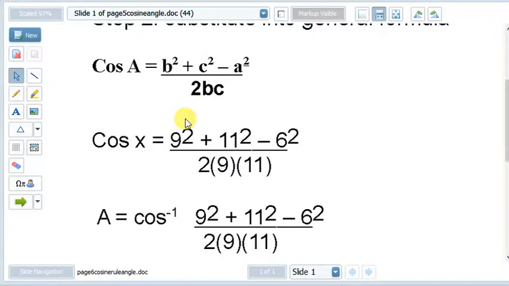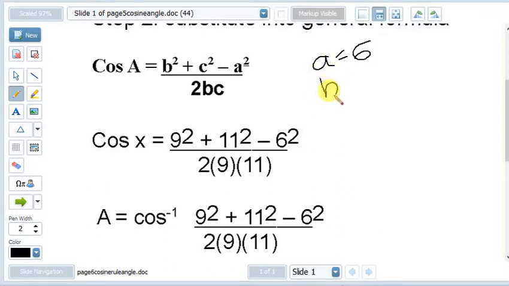So therefore, now it doesn't matter again how you label b and c, it's the a that matters, so b and c can be inverted. So therefore, if we just have a look at this, just to make it a bit clearer, a equals 6 from the diagram, b equals, and I've substituted it in as b equals 9, and I've said c equals 11. So therefore b squared is 9 squared, c squared is 11 squared, minus a squared, which is 6 squared, divided by 2 times 9 times 11.